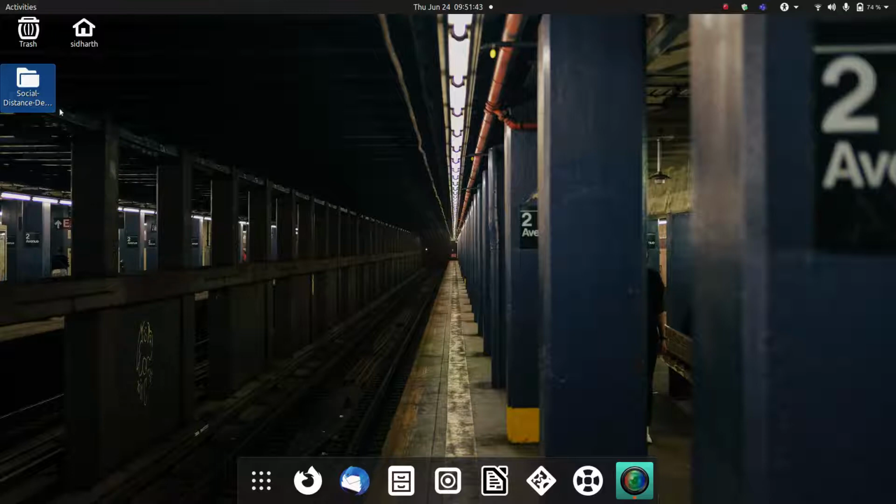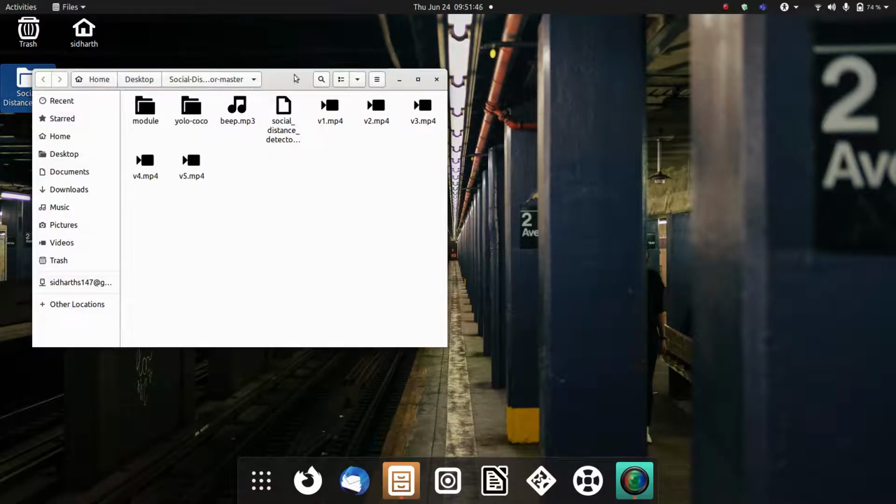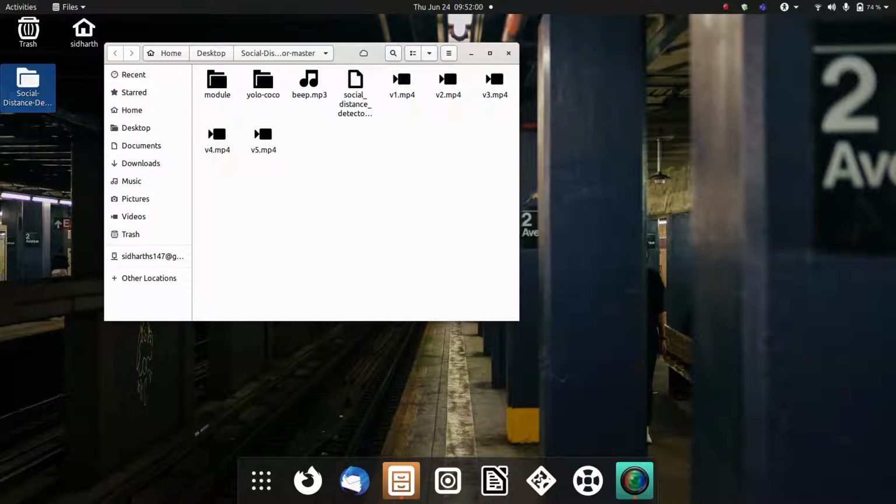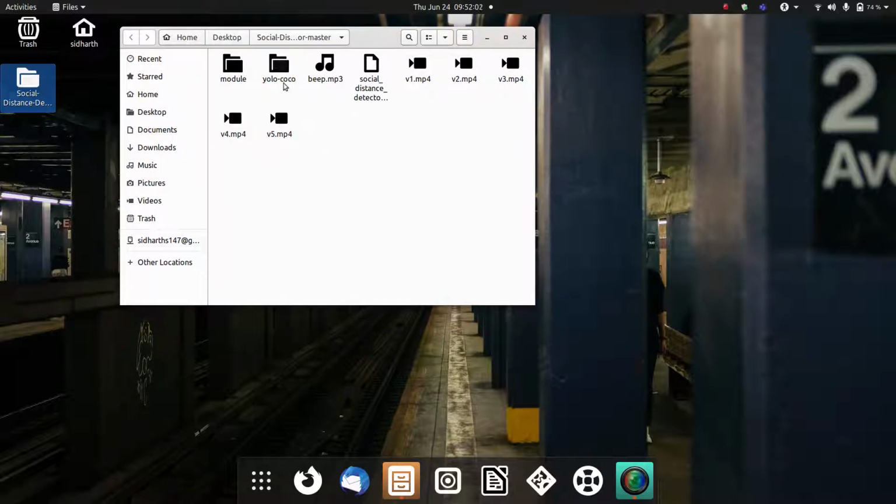Let's have a look at the structure of the project. You can see there's a module file which consists of all the configuration files as well as the parameter files that we shall be using in our social distancing detector.py file. Then we have the YOLO file which consists of the pre-trained weights established using the COCO set in the YOLOv3 algorithm. Then we have the beep.mp3 file, which is the sound to be played using the playsound library that we have made use of in this file.